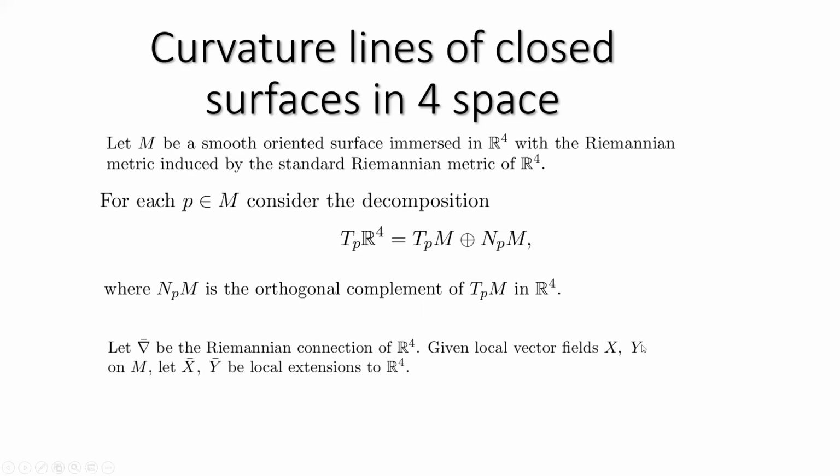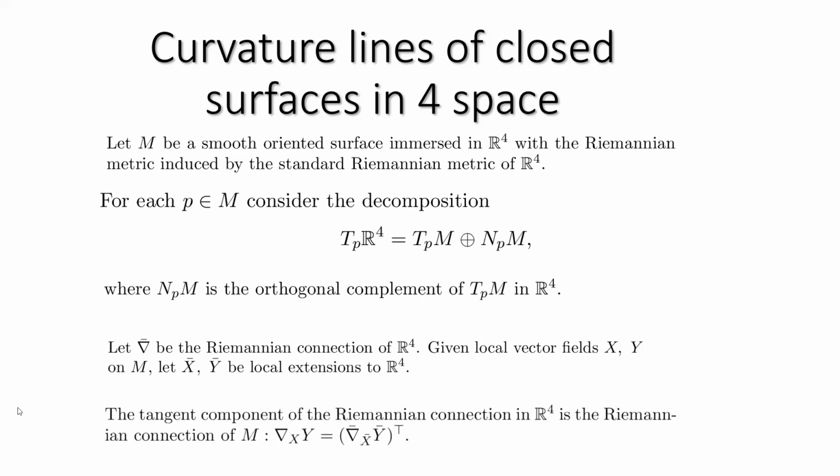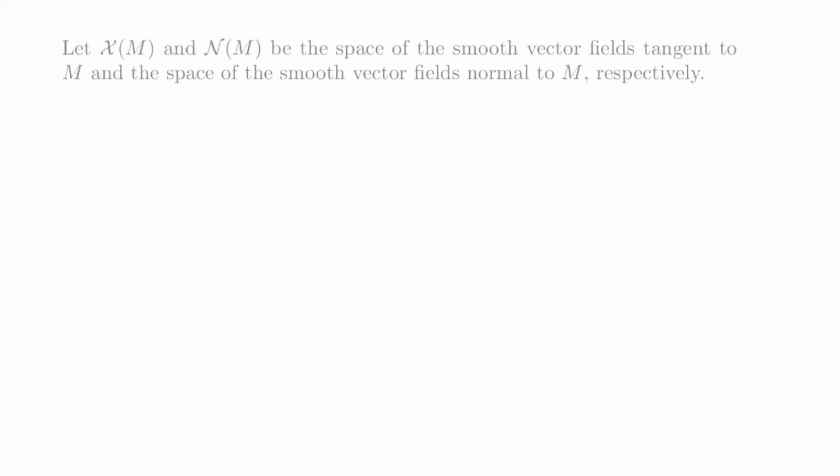Given local vector fields on M, we always can consider extensions of these vectors to R4 and define, using the connection, the standard connection, the Riemannian connection in R4, the tangent component to the surface. Then we obtain the connection on the surface, the usual way, okay? So we have then the second fundamental form of the surface in R4 in the following way. I recall that it's more or less similar to R3, but we have more codimensions.